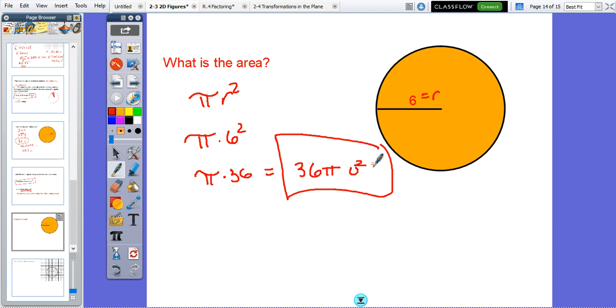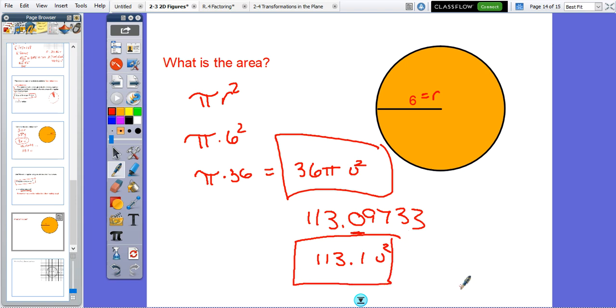Now, they did tell us to round to the nearest tenth. So I'm going to take 36 and the pi button, hit enter, and I get 113.09733. They wanted us to round to 1 decimal, or tenth, so we're going to go 113.1 units squared. And that's our proper answer right there.